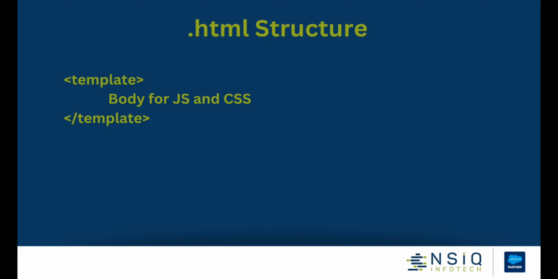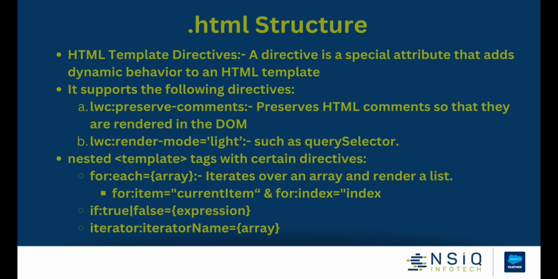So the first file is the .html structure. The power of Lightning Web Component is the templating system, which uses a template root tag in your HTML template. You can also use nested template tags to work with directives. Now, what are HTML template directives? A directive is a special attribute that adds dynamic behavior to an HTML template.